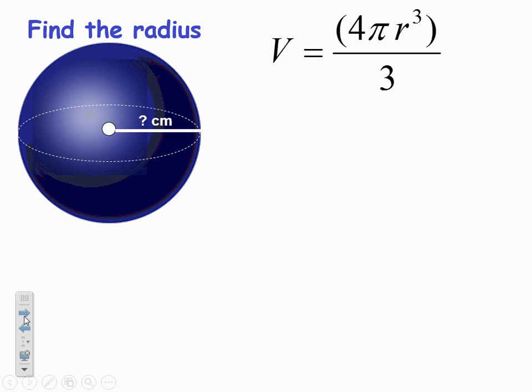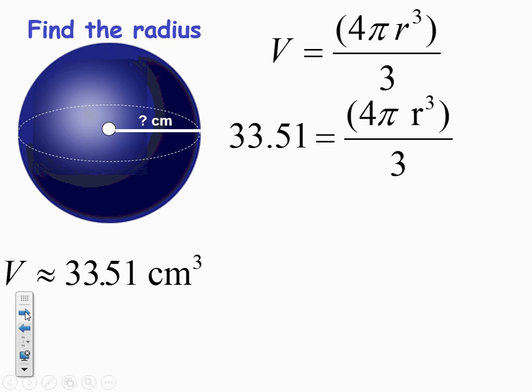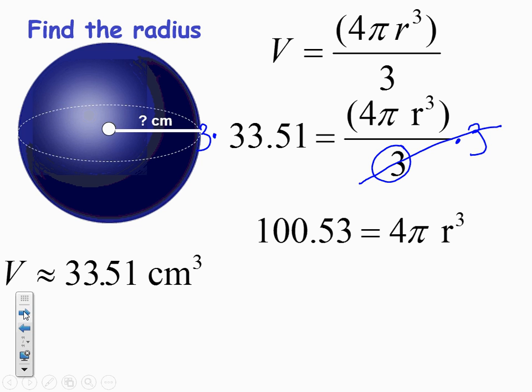So when I plug in what I know, my volume is 33.51 centimeters cubed, so I plug that in. Now in order to solve this, I need to reverse my steps. So the first thing I'm going to do is get rid of this 3. To do that, I'm going to multiply both sides by 3. When I do that, these cancel, and 3 times 33.51 is approximately 100.53. Now, still trying to solve for r. So to get r by itself, I'm going to divide by 4 pi on both sides.